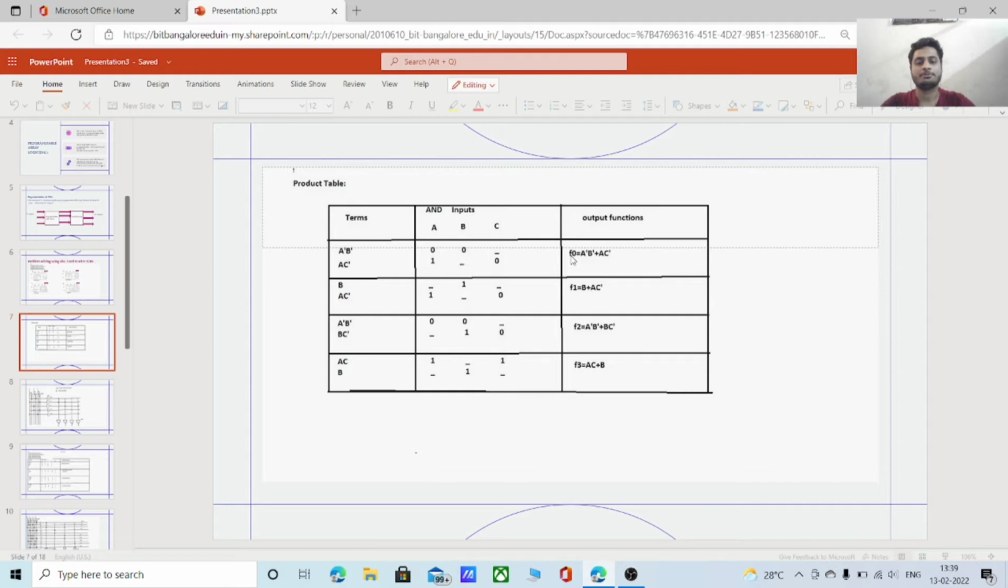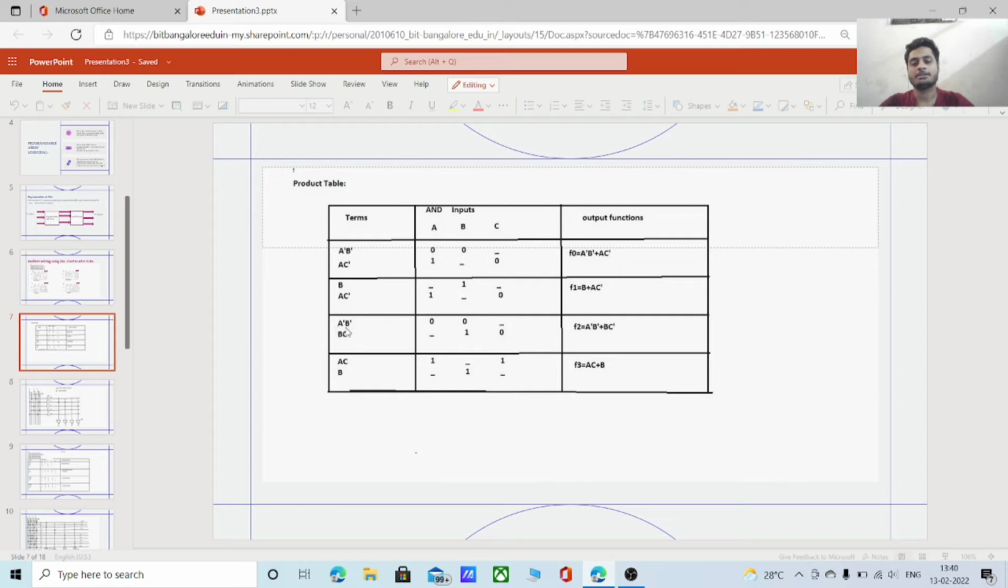So the first function is F0. F0 is A complement B complement plus A into C complement. Let's consider the second function. We have B, so we don't have A terms, so we put a dash. We have B, so in place of B we put 1. For C we put a dash. Second term is A into C complement, so in place of A we put 1, no B terms, so we put a dash. It's C complement, so in place of C we put 0. So F1 is B plus A into C complement.